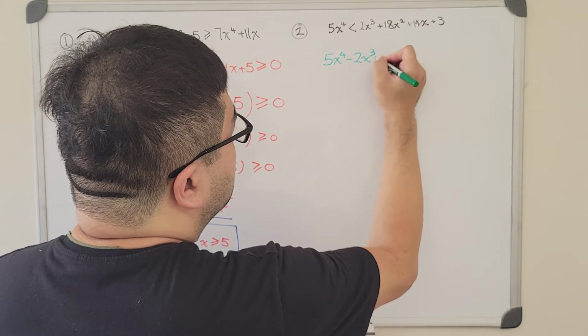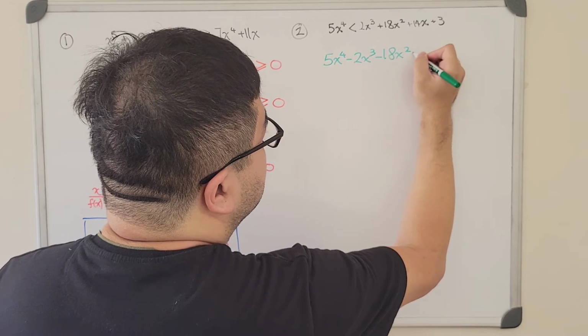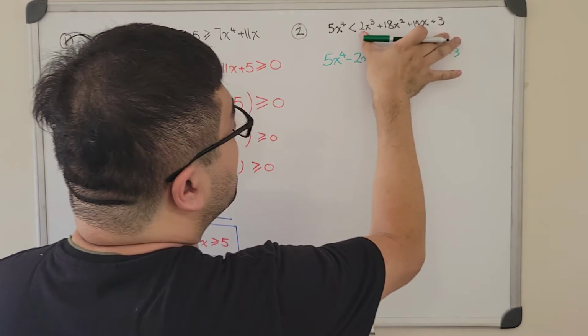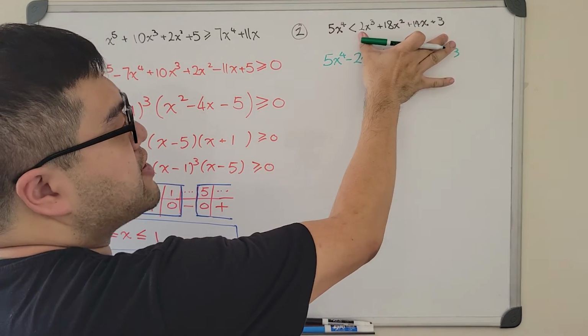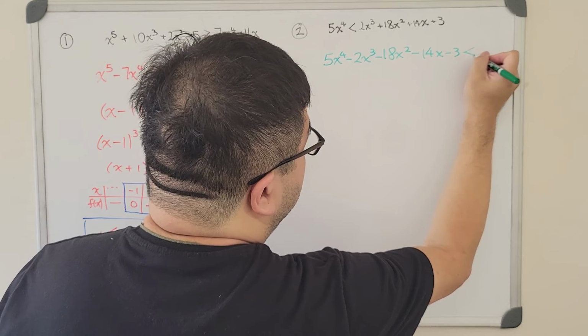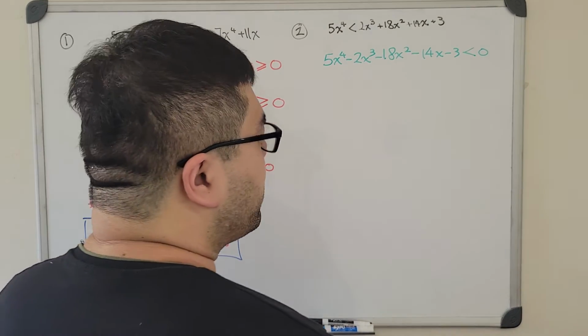And we're going to get 5x to the 4th power minus 2x cubed minus 18x squared minus 14x minus 3. So we turn all the things on the right hand side to the left hand side and switch the sign, so they all become negative, which is less than 0. Good. Now we need to factorize it.